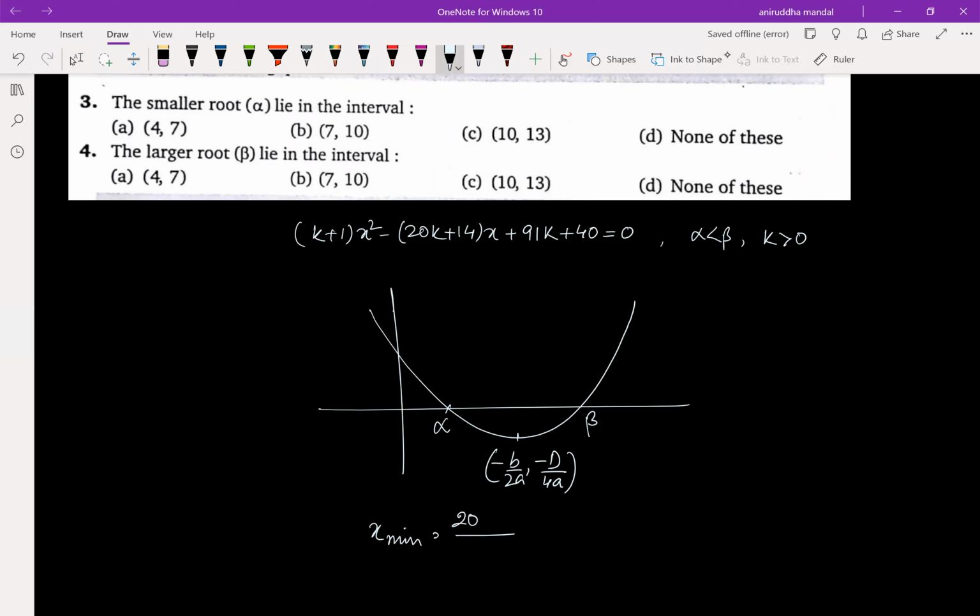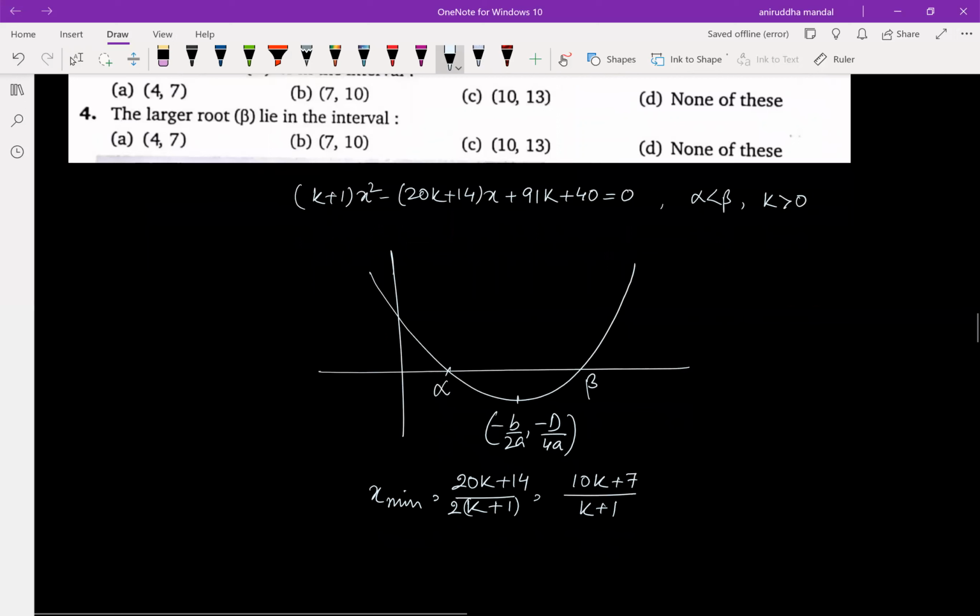So x min is minus b, which means (20k plus 14) divided by 2 times (k plus 1). Taking 2 common, we get (10k plus 7) by (k plus 1). Okay, and this should lie between alpha and beta. So alpha is less than (10k plus 7) by (k plus 1), and beta should be greater than (10k plus 7) by (k plus 1).